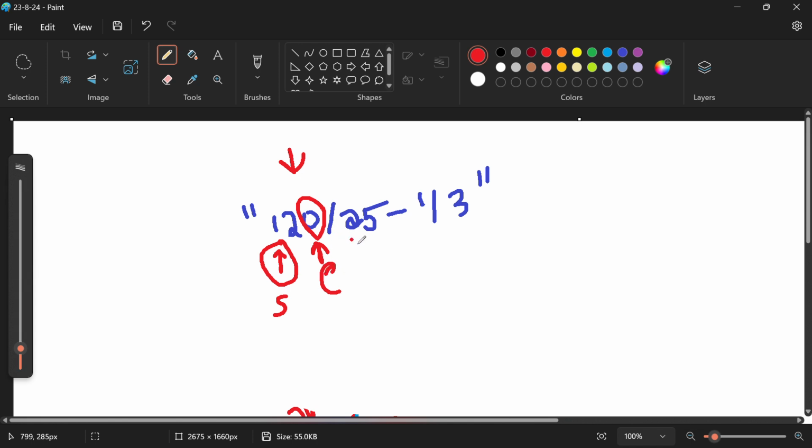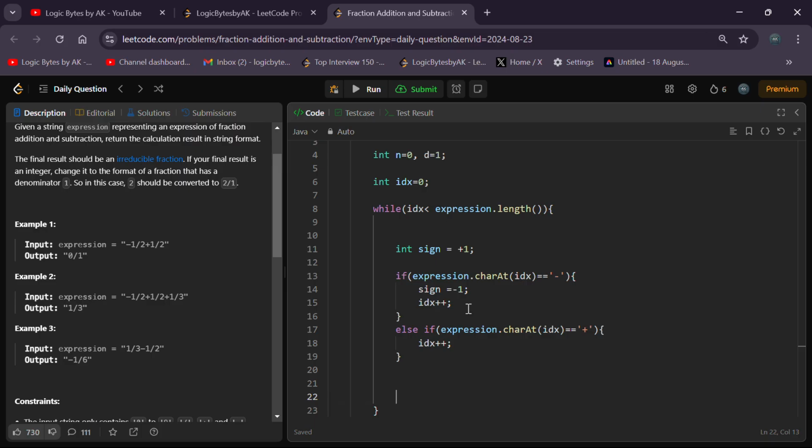So as well as for denominator also. For denominator, we start from after the slash, and we will end up to the total numbers. So if there are continuous digits, those will be added to our digit, I mean the next denominator. So let's go with the coding part.